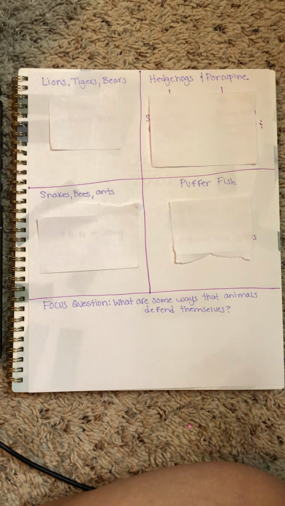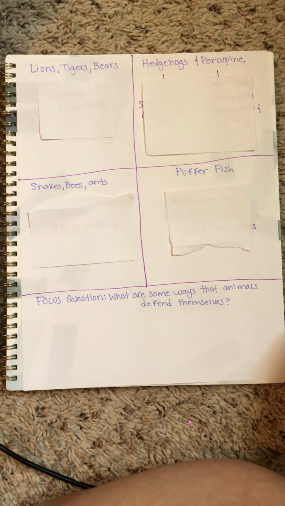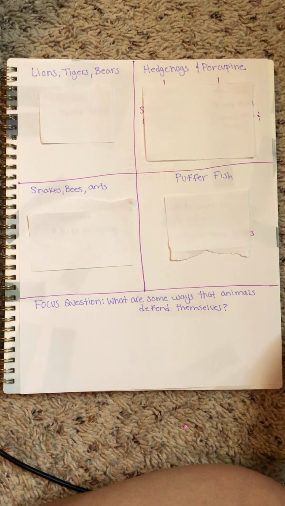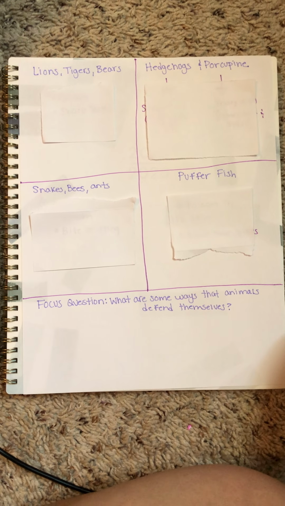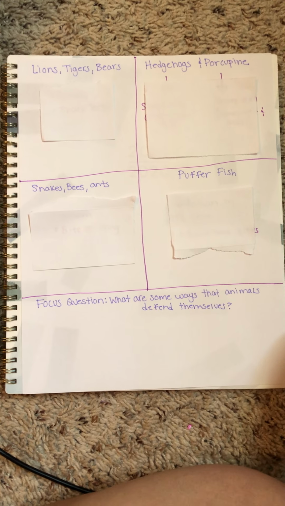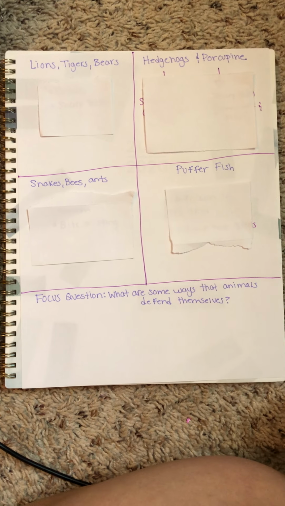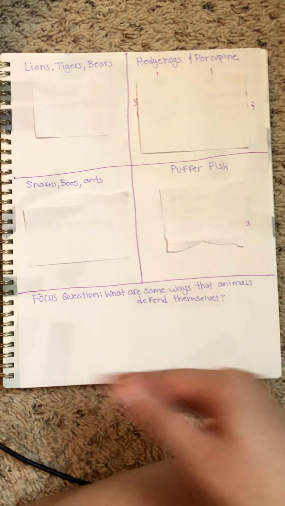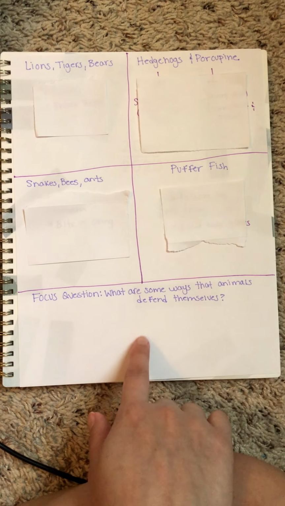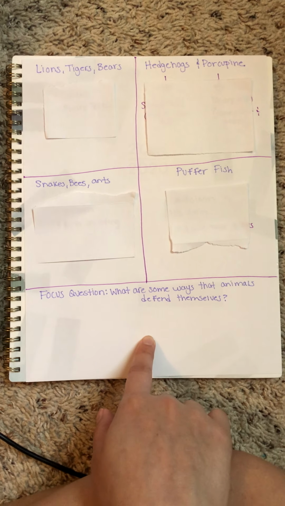And then, so for these 4 right here, what we're going to do is, while we're reading, the book is going to tell us how these animals defend themselves. So I want you to write down how they defend themselves on each of their squares, and then we'll go over it at the end of it. So make sure you pause the video so you could make everything and then answer this question right here. Okay? And then we'll get started with the story.